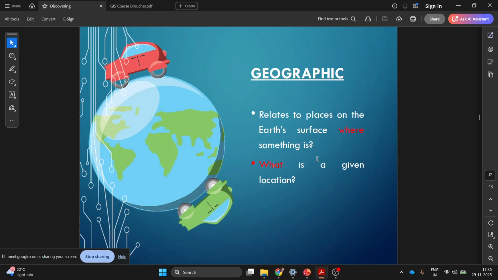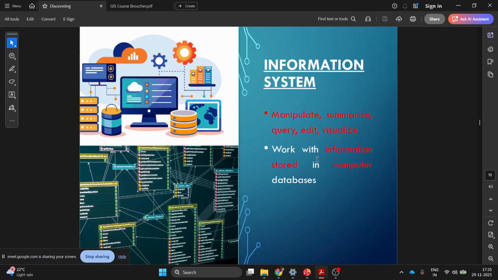Whether the car's color is red, whether the car is having any problem, or something like that can be stored for a particular area. What is the number plate of that particular car? All these things are associated with this geographic location. Whereas in an information system, these are called attributes.